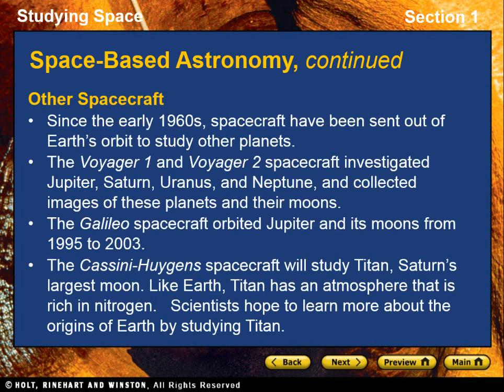Other spacecraft. Since the early 1960s, spacecraft have been sent out of Earth's orbit to study other planets. Launched in 1977, the Voyager 1 and Voyager 2 spacecraft investigated Jupiter, Saturn, Uranus, and Neptune. These two spacecraft collected images of these planets and their moons. The Galileo spacecraft was in orbit around Jupiter and its moons from 1995 to 2003. This spacecraft gathered information about the composition of Jupiter's atmosphere and storm systems, which are several times larger than Earth's storm systems.